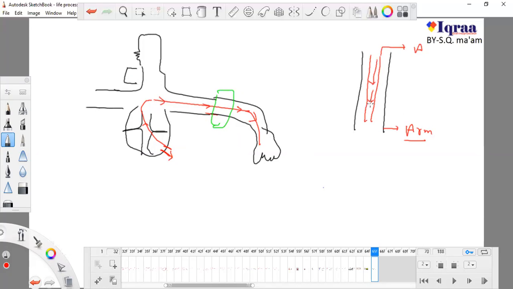So when this blood goes to our body, it will create a pressure. There is a pressure, so it will create a pressure.